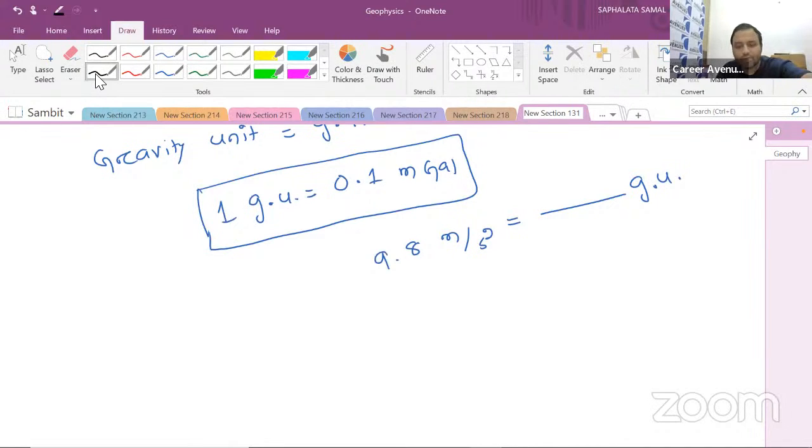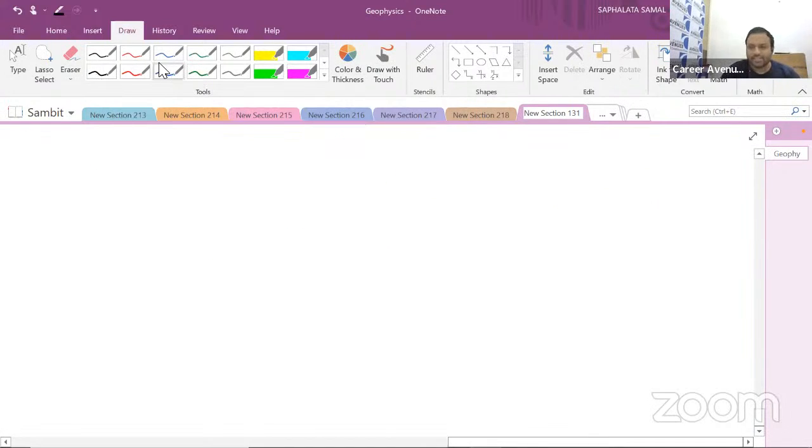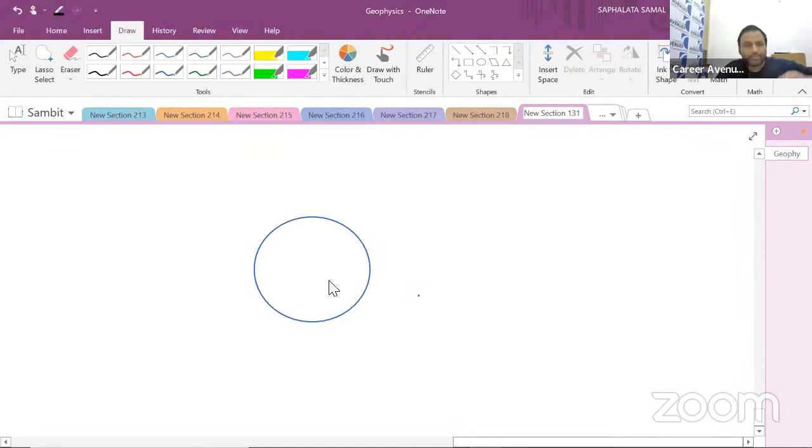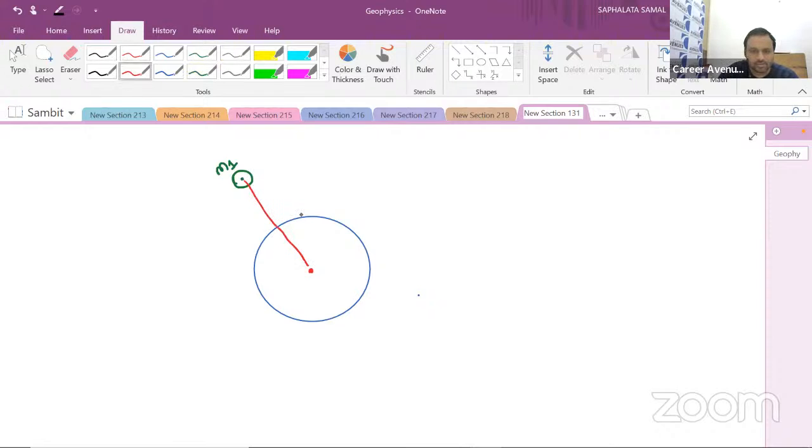Now let's come back to our force, field, and potential energy and gravity or gravitational acceleration. Let's say we have the Earth like this. This is the center of the Earth, and let's say we have an object having mass m1 at a height. Let's say the distance from the center of the Earth is r1.